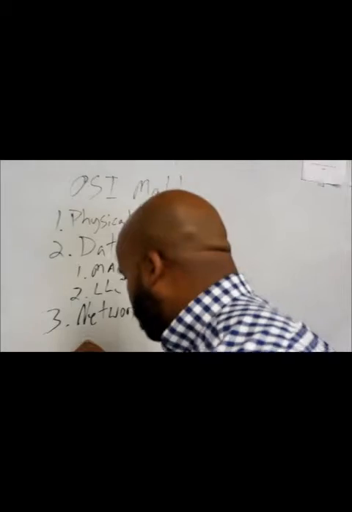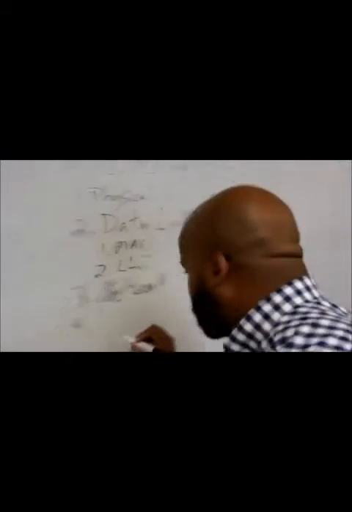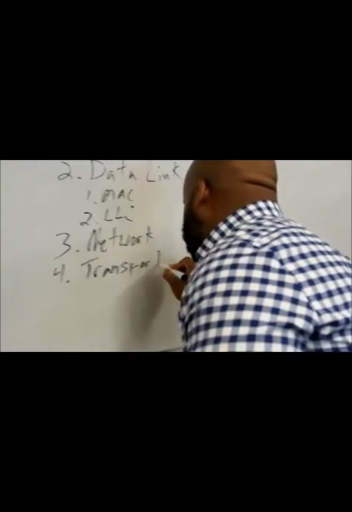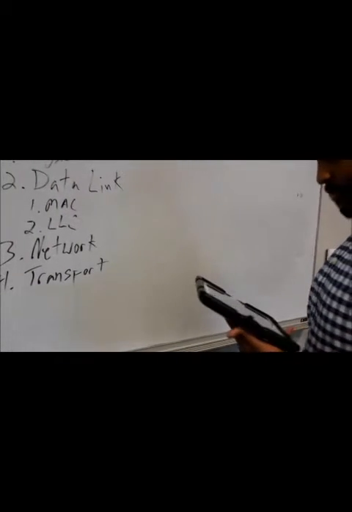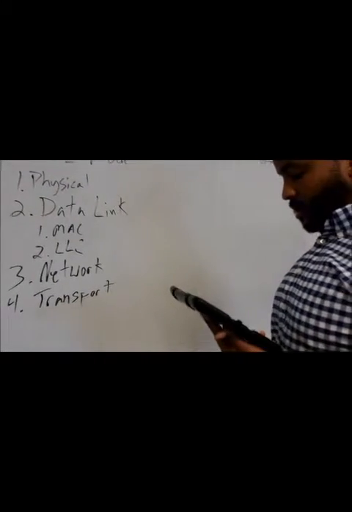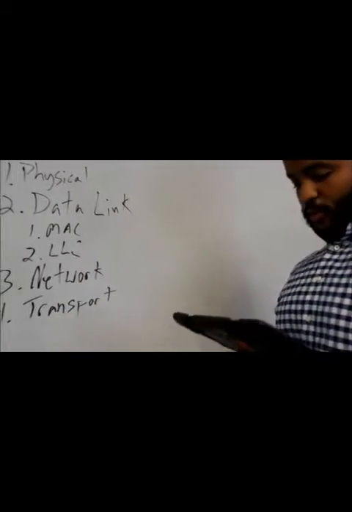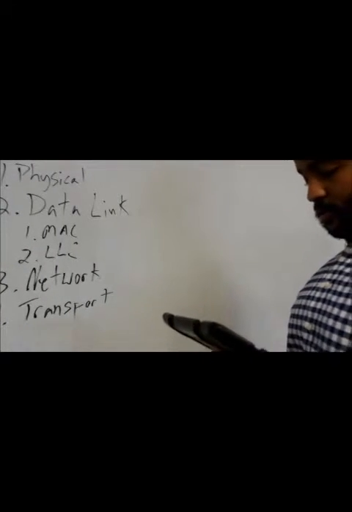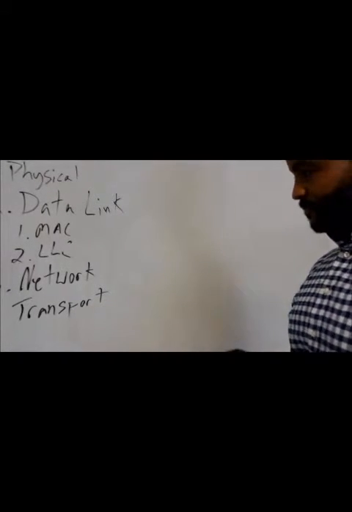Your fourth layer, that is the transport layer. This layer provides transfer of data between end systems or hosts, and is responsible for end-to-end error recovery and flow control. It controls complete data transfer. Layer 4 transport examples include SPX, TCP, and UDP.